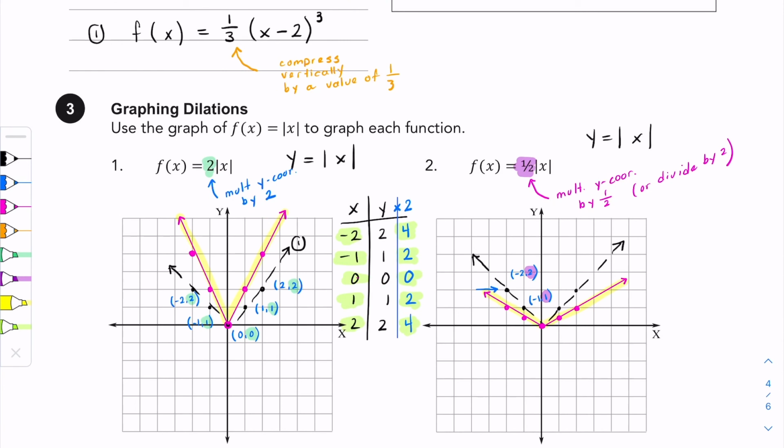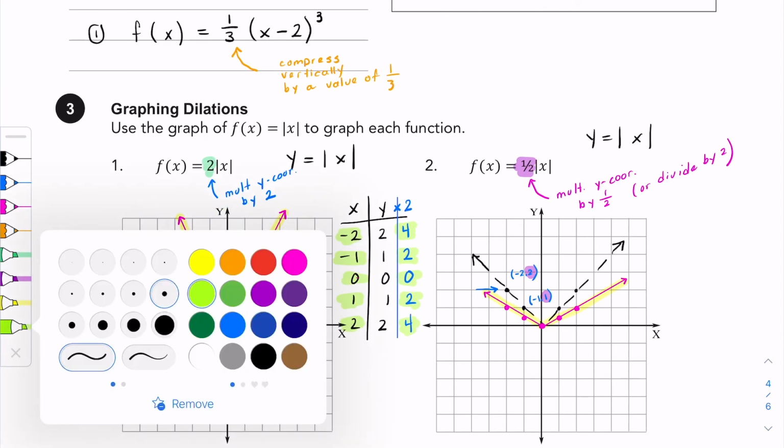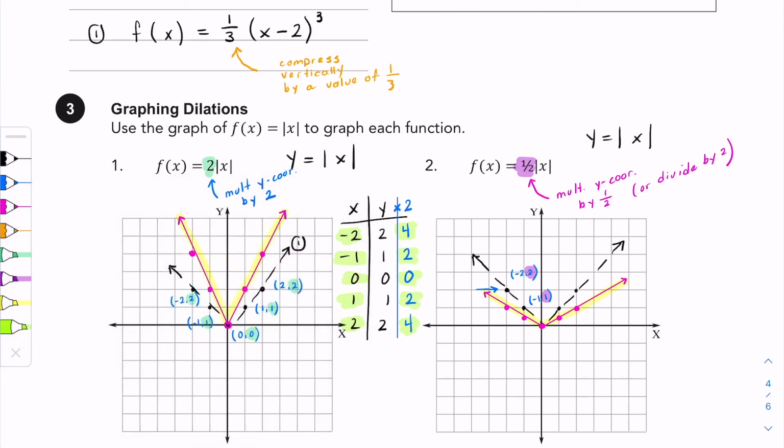If we look at the two graphs that we have here, we have number 1, which is 2 times the absolute value of x. That's a stretch. You can see this graph looks like it was stretched out, pulled up, so pulled on the y-axis. Number 2, we have 1/2 times the absolute value of x. And this graph looks like you touched the top and the bottom of the y-axis and you pushed on it, meaning it's compressing the graph. It's making it closer to the x-axis.